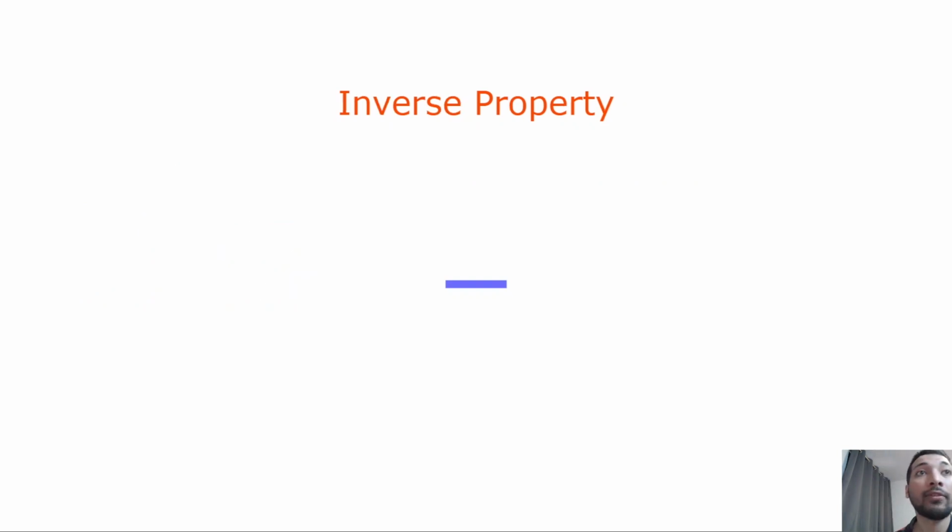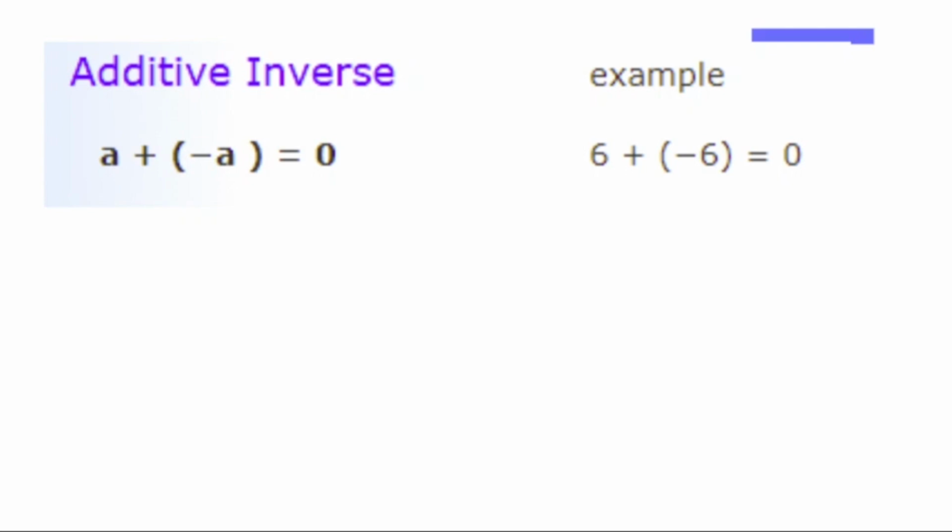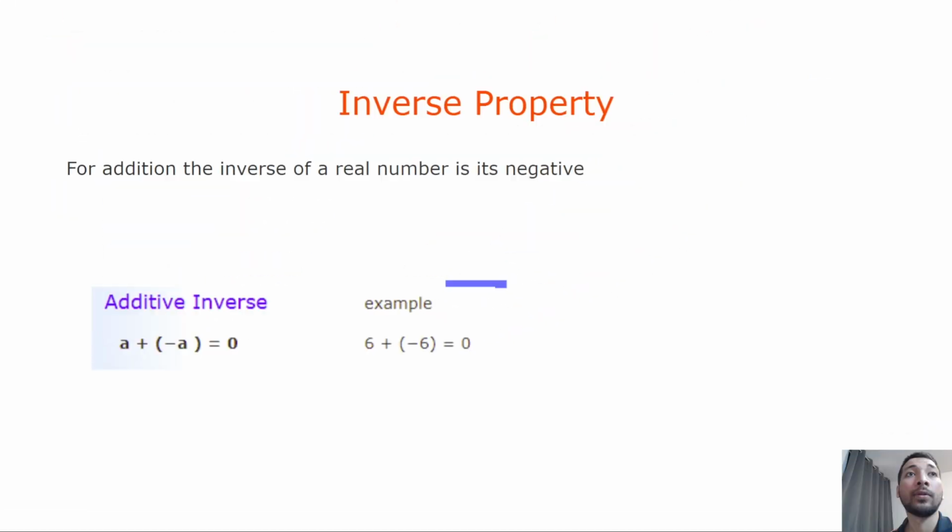Up next, we have inverse property. For addition, the inverse of a real number is its negative. So if you have any number, its additive inverse is the negative of that number. So if you have 6, the additive inverse is negative 6. So if you add these two numbers, it comes down to 0.